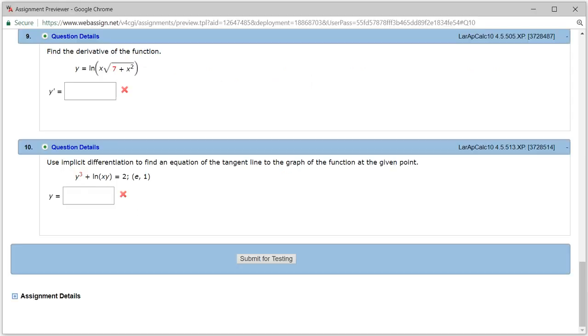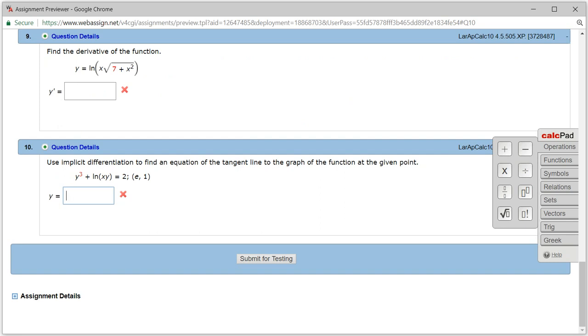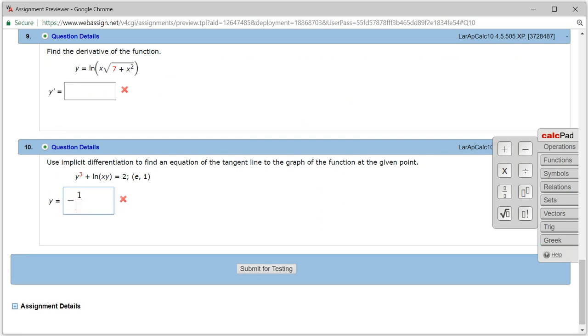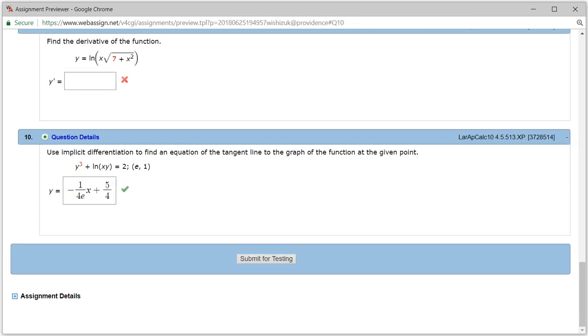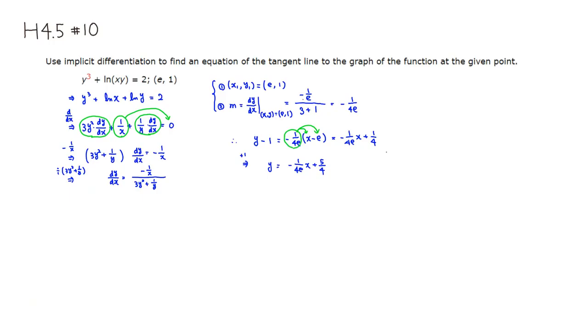So let's type it in. We get negative 1 over 4e x plus 5/4. All right, let's check the answer. It came back and looks like we got this one correctly. All right, that's it. I hope that this was clear.